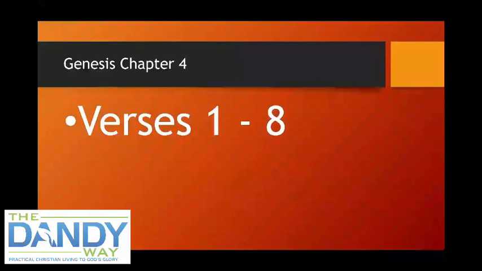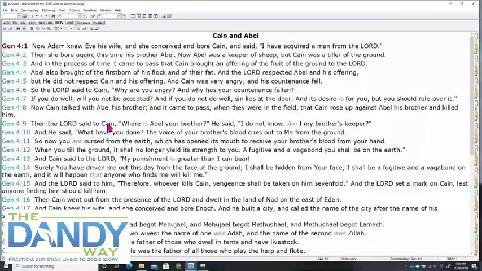So let's go ahead now to read Genesis chapter 4. We'll be starting with verses 1 to 8, and I'll be reading the New King James Version. Actually, I can pull it up on the screen, if you want to follow. Okay, so let's start Genesis chapter 4 from verse 1.